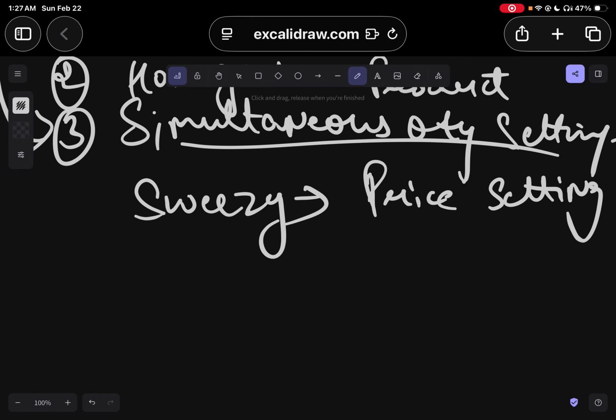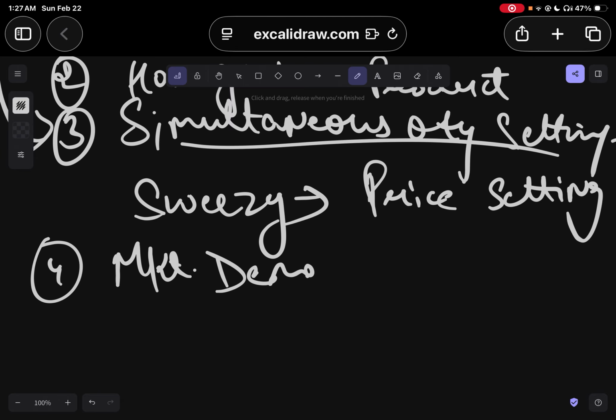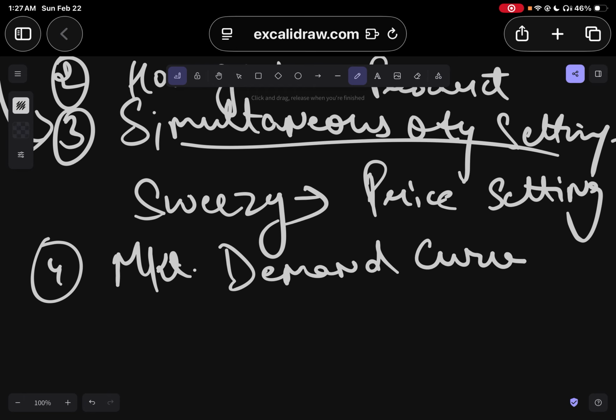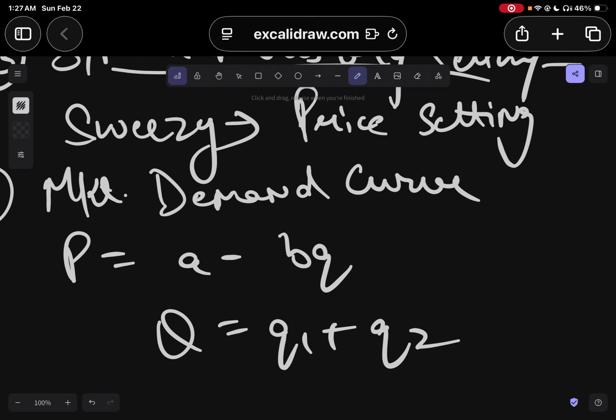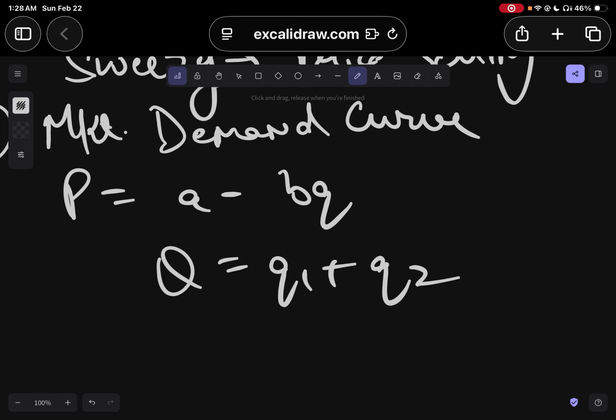Market demand curve, this is the fourth assumption. Sorry for my handwriting, I'm reading notes as well. The market demand curve is given as P is A minus BQ. Quantity is Q1 plus Q2. Q1 is the quantity produced by firm 1, Q2 is the quantity produced by firm 2. A and B both are positive, and firms compete to control the market.